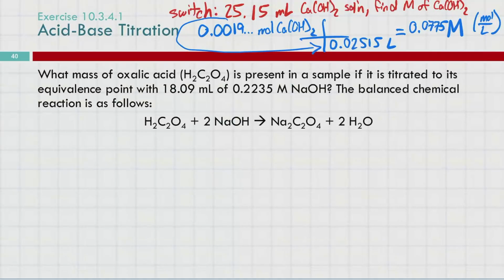Okay, what mass of oxalic acid, having this formula H2C2O4, is present in a sample that is titrated to its equivalence point with 18.09 milliliters of this concentration of sodium hydroxide? The balanced chemical reaction is given to you there. So I'll give you a couple minutes, give that a shot, and then we'll go through it together.